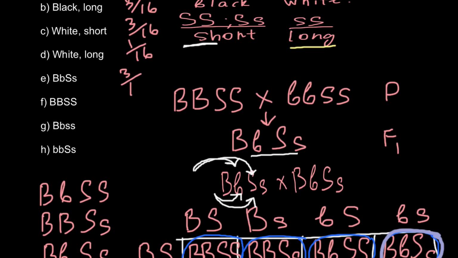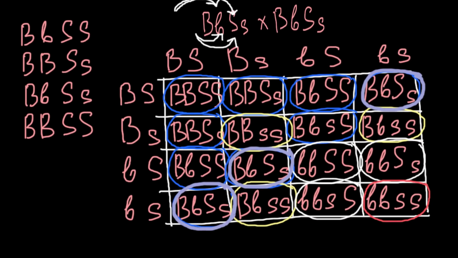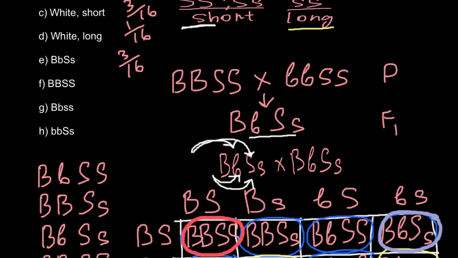3 out of 16, and capital B, capital S, and also as you see, only one such genotype here, and this is going to be this genotype here in the top left corner, and the answer would be 1 out of 16. So this is going to be 1 out of 16.